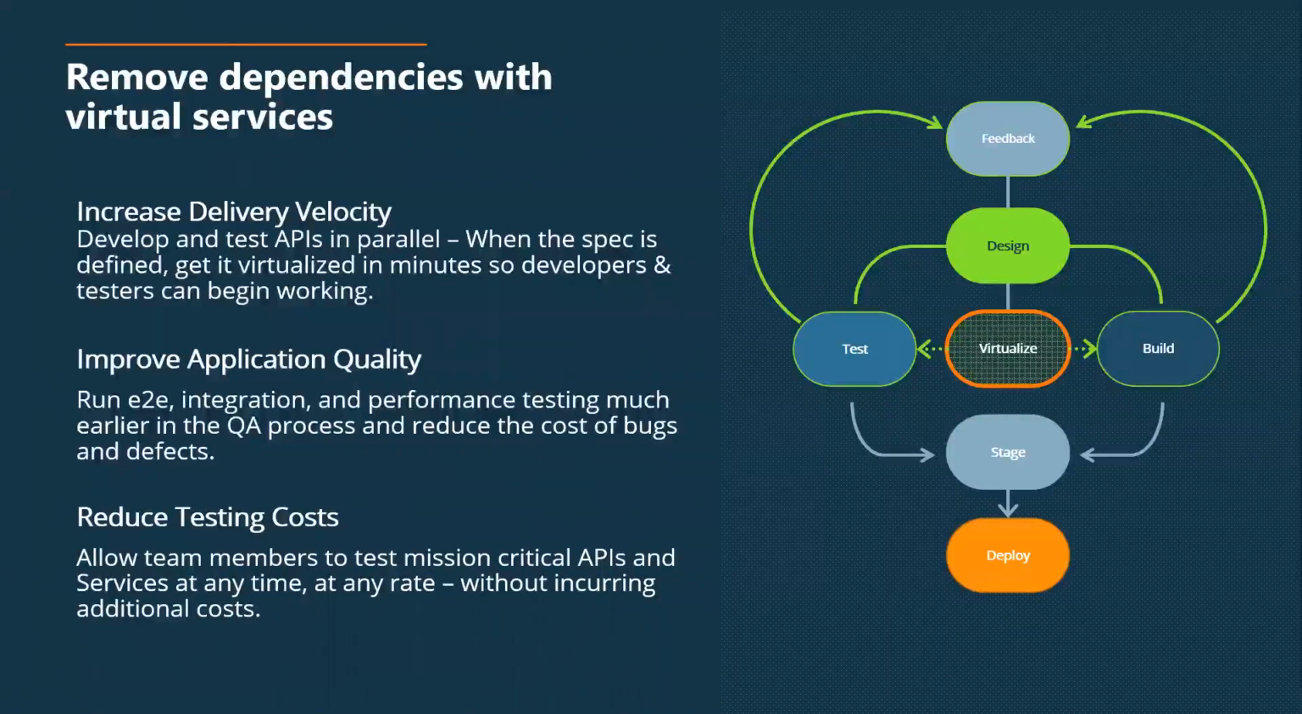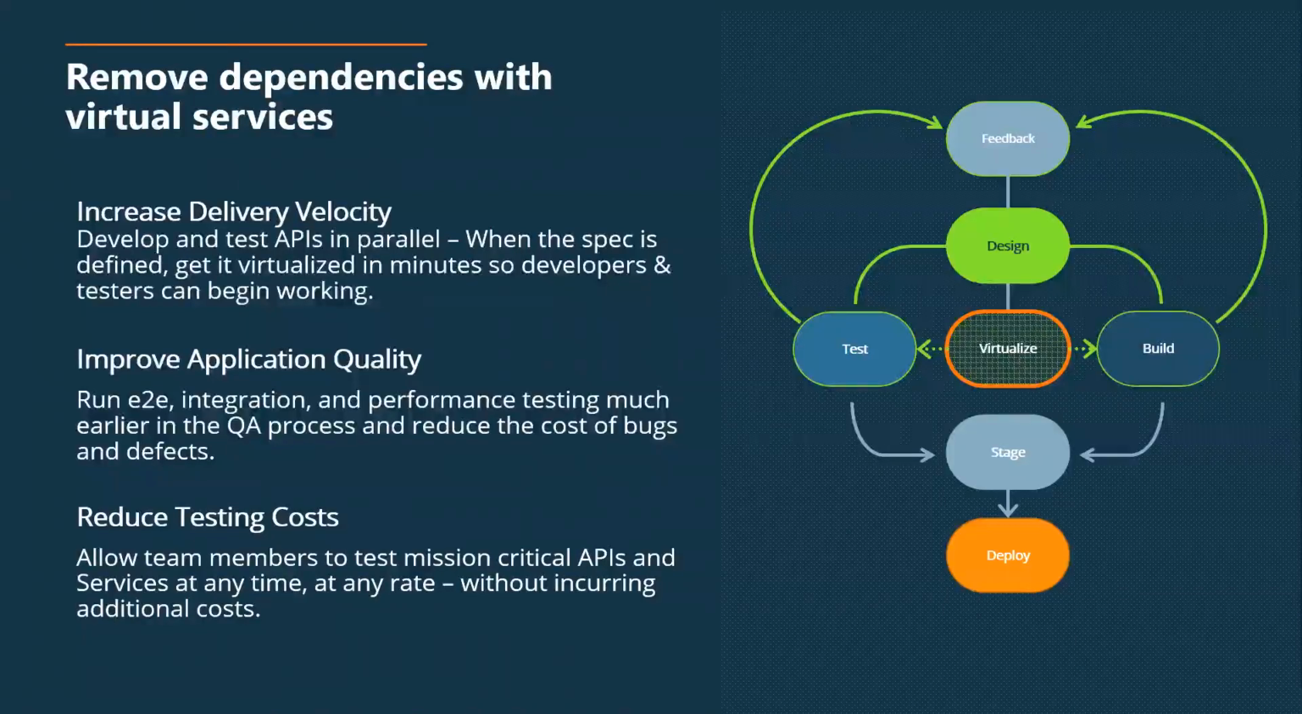But really we're adding in different sets of responses and making sure that we can add the logic, making sure that we can see, okay, if there's a 200, if there's a 400, if there's a 404, etc. The next is improving application quality. Here you can run end-to-end tests, integration and performance tests much earlier in the QA process and reduce the cost of bugs and defects.